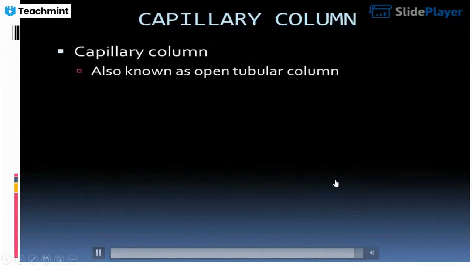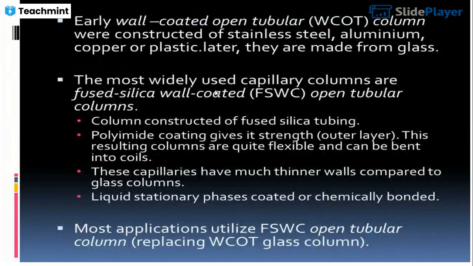Capillary column. Capillary column, also known as open tubular column. Early wall-coated open tubular, WCOT, columns were constructed of stainless steel, aluminium, copper or plastic. Later, they were made from glass. The most widely used capillary columns are fused silica wall-coated, FSWC, open tubular columns, constructed of fused silica tubing. A polyimide coating gives it strength.